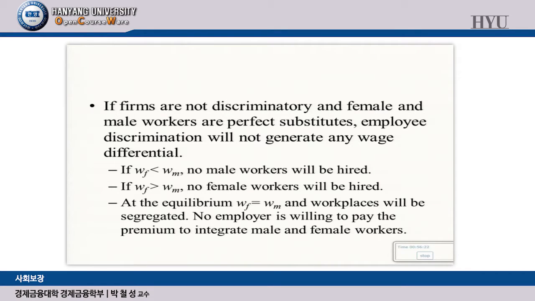Now, if WF is greater than WM, then no female workers will be hired simply because women are too expensive. And men will not complain because there will be no females. If they are the same, at the equilibrium, the workplace will be segregated. That's what I just said. They just put them into different rooms, or one employer hires only females, another employer hires only males, and that's it. So in this case, we have actually quite strong segregation in workplaces.